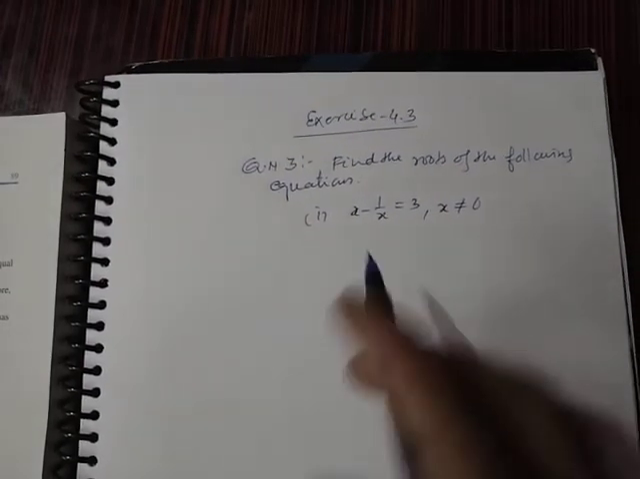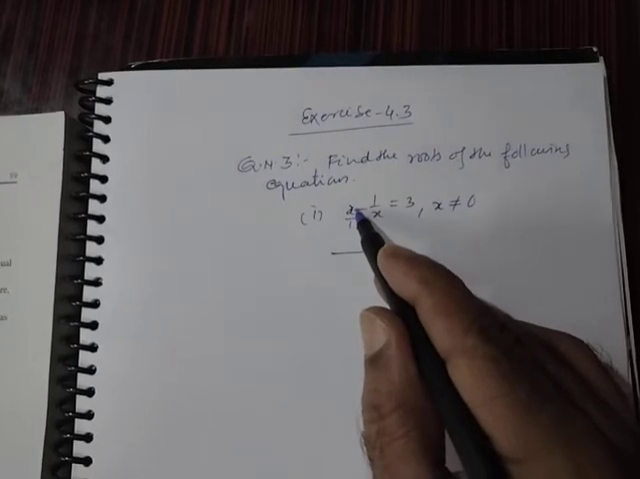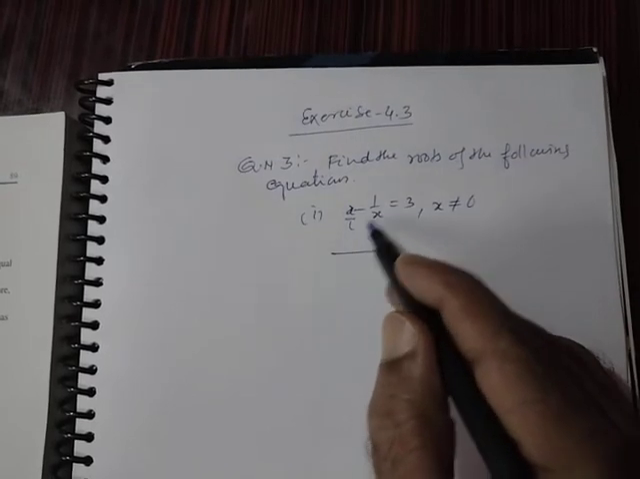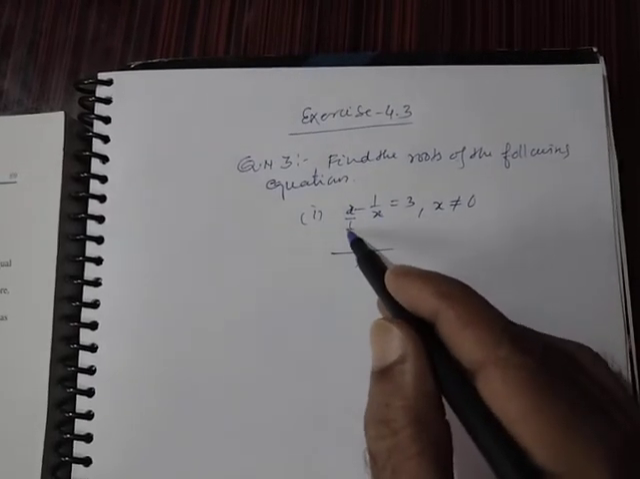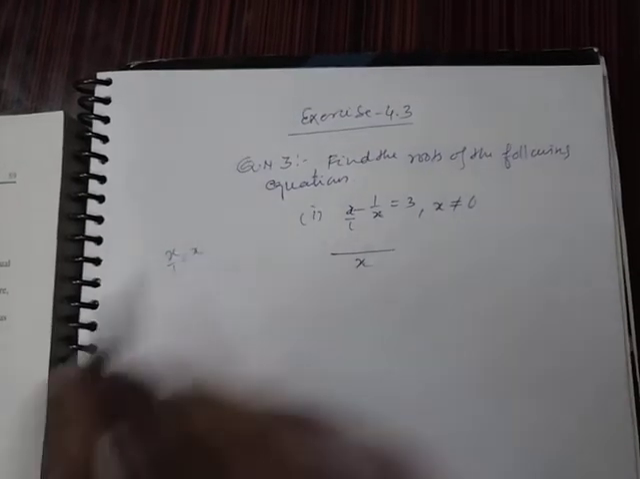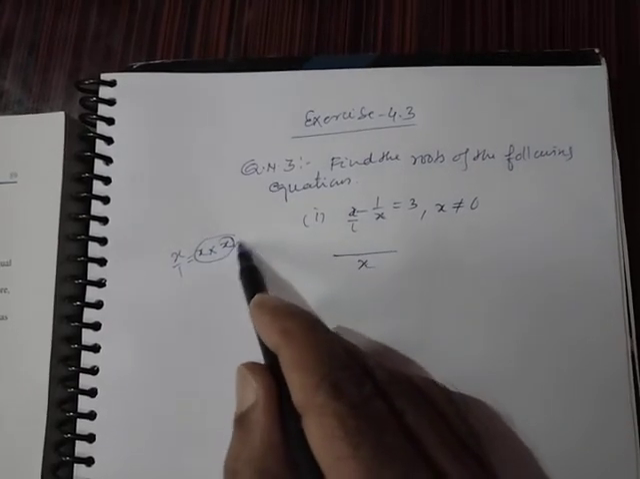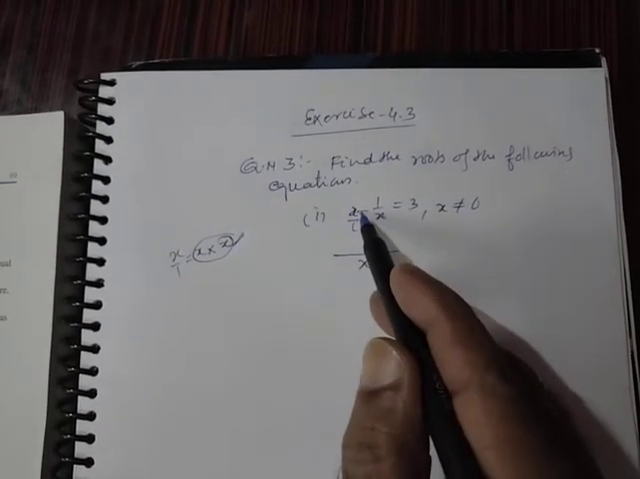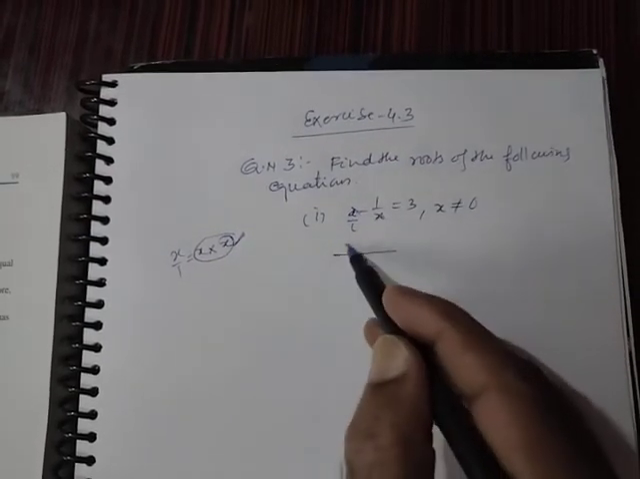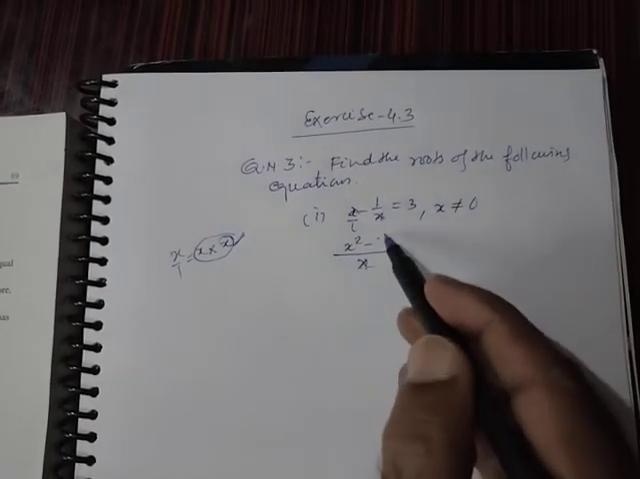Student, in such type of question, you have to take the LCM. There is no denominator, so you put 1 as the denominator, and you take the LCM of 1 and x. X divided by 1 will give x. Then you multiply the numerator: x into x is x square. X divided by x will give you 1, and 1 into 1 is 1.